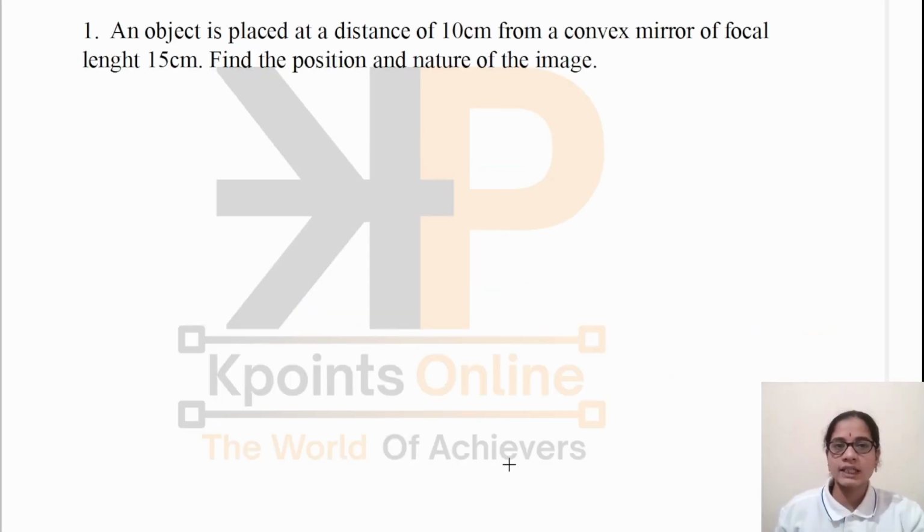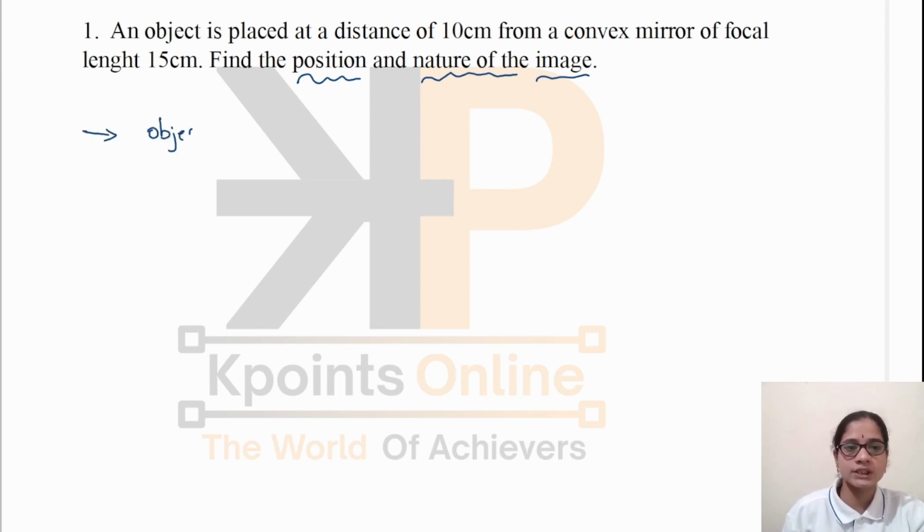Yes. Now let us solve some numericals here. Let me read the first question. An object is placed at a distance of 10 cm from a convex mirror of focal length 15 cm. Find the position and nature of the image. Here we have to find out the position and nature of the image formed. Yes, what are the given quantities here? They have given the object distance and focal length.